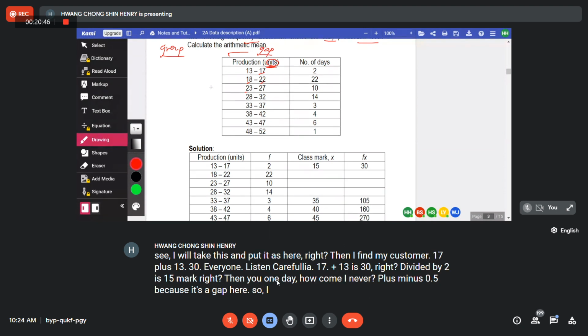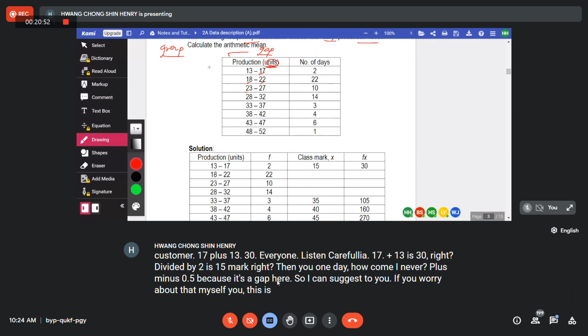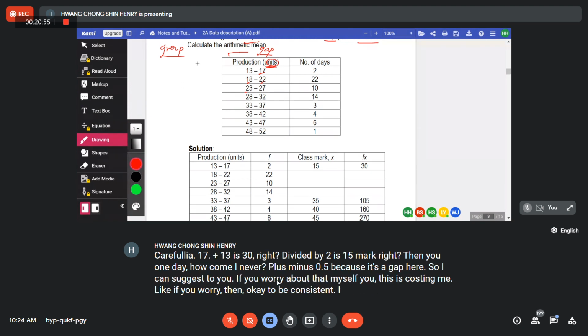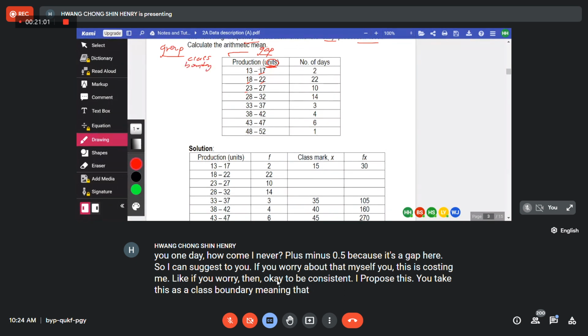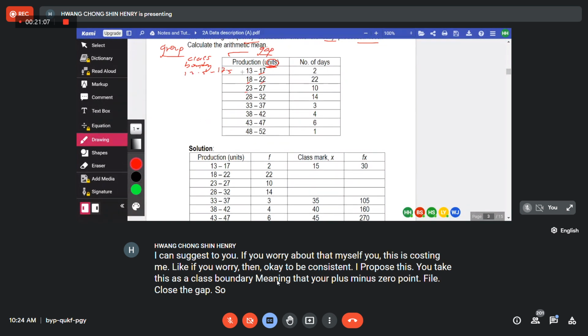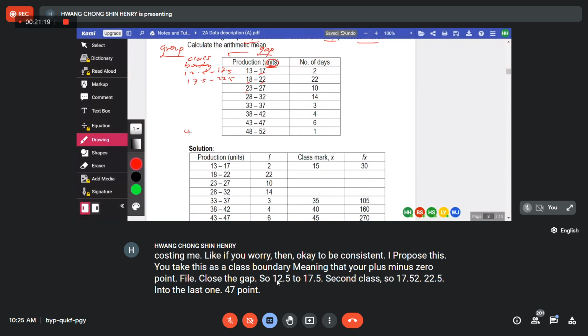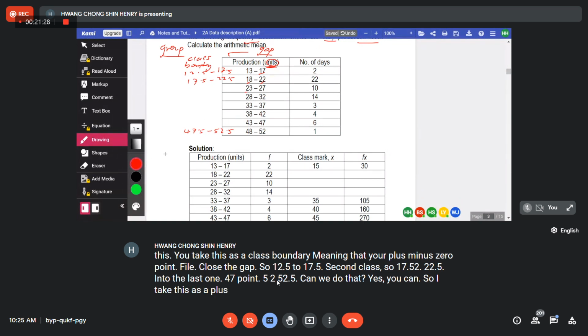So I can suggest to you, if you worry about that, might as well this is class limit, right? If you worry, then okay. To be consistent, I propose this. You take this as a class boundary, meaning that you plus minus 0.5. Close the gap. So 12.5 to 17.5. Second class, 17.5 to 22.5. And do until the last one, 47.5 to 52.5. Can we do that? Yes, you can.